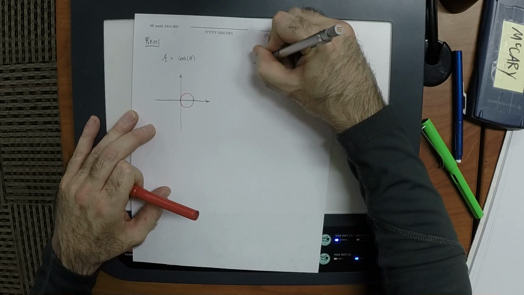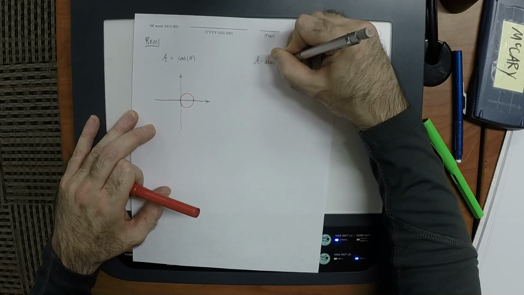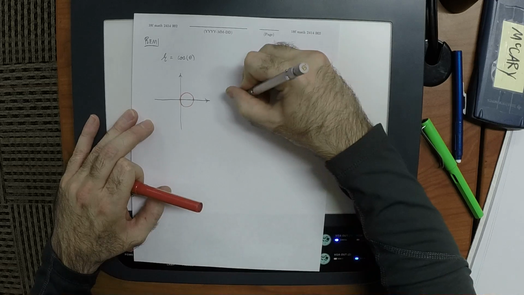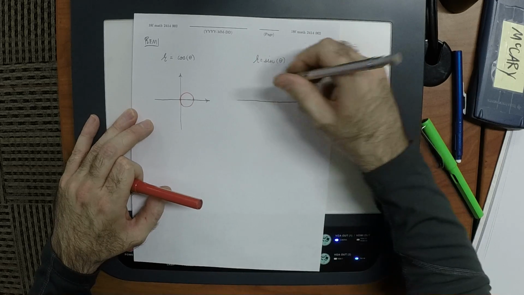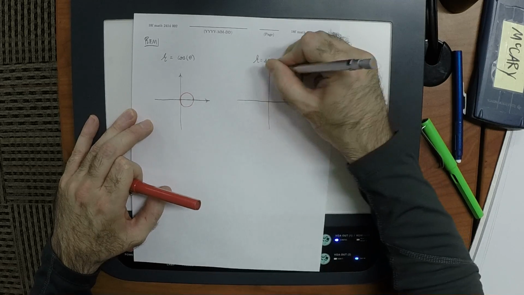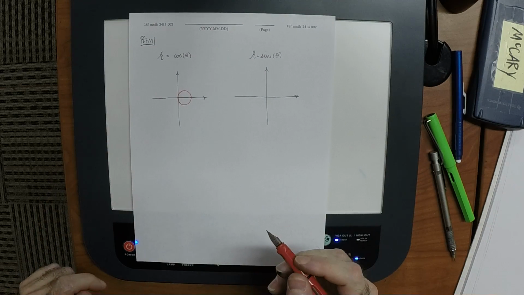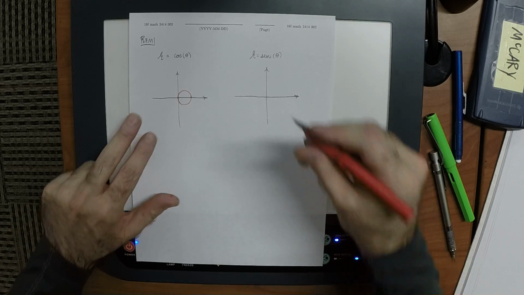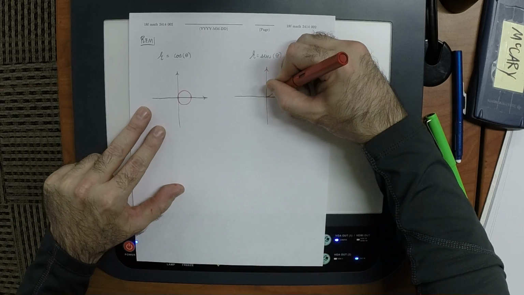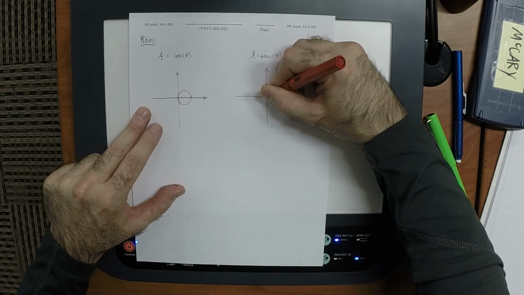What if instead we say r equals sine of theta? Then what will we get? Yeah, it'll be the same thing, but on the y-axis.